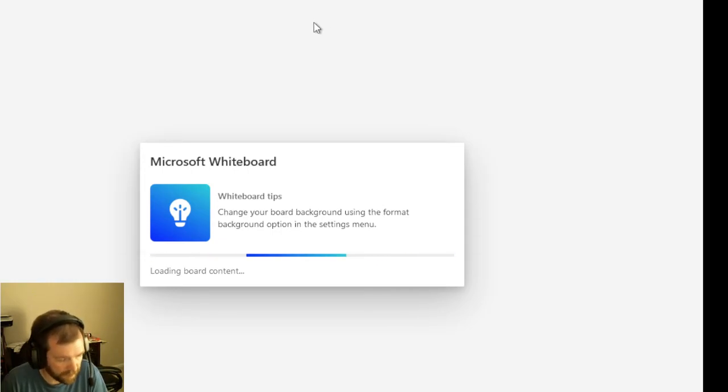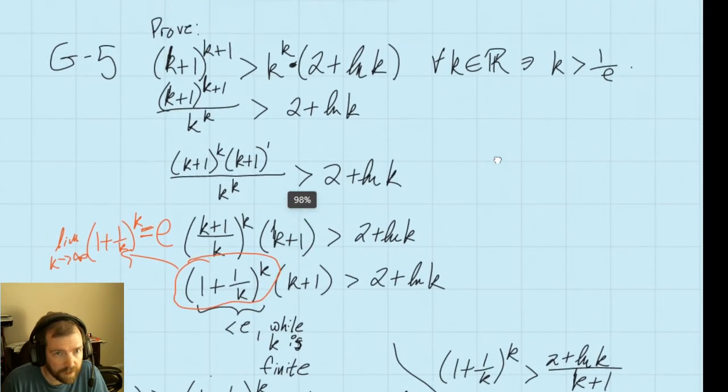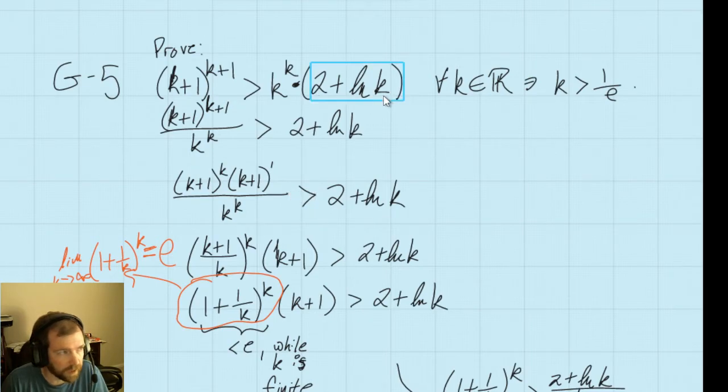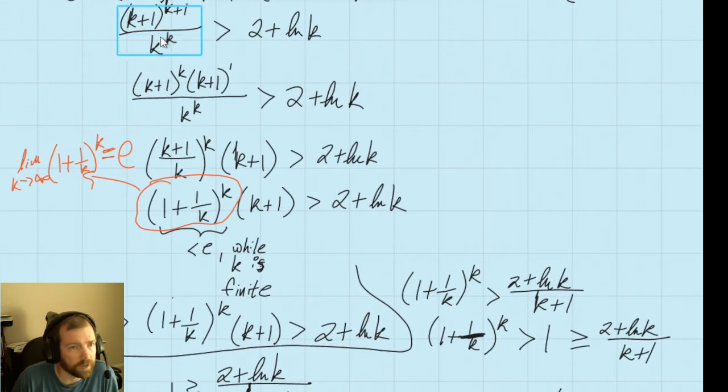Alright, so the proposed problem is that k plus 1 raised to the k plus 1 is going to be greater than k to the k times 2 plus natural log of k, for any real number k greater than 1 over e. Unless I'm very much mistaken, I created a little ratio over here, knocked out one of the k plus 1s so that we had an equal exponent, pulled them together, and found out that this thing is just equal to e, if you set the limit going to infinity.